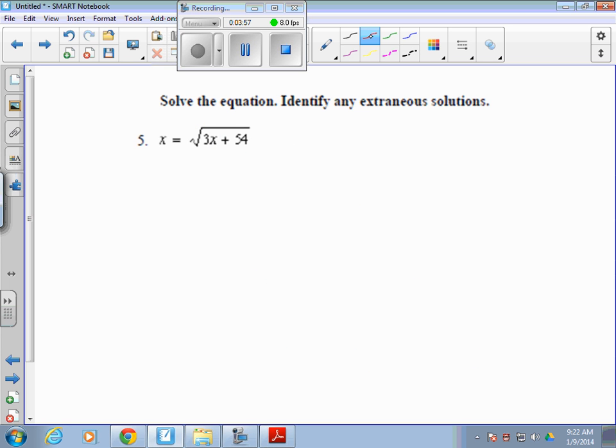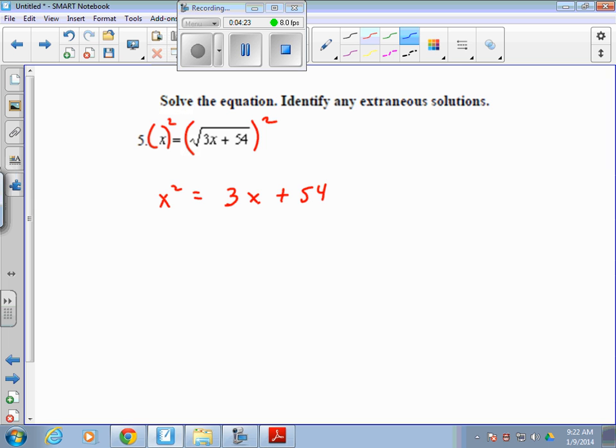It says solve this equation, identify any extraneous solutions. So, okay, this is what we've been working on these last few days. Get rid of the square root by squaring it. Square it here as well. So you have x squared equals 3x plus 54. So we actually have a little less work to do here. You want x squared to be positive. You don't want to make a negative x squared. It makes the problem much harder.